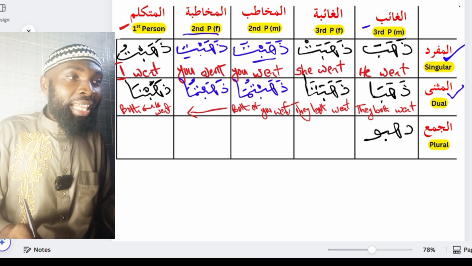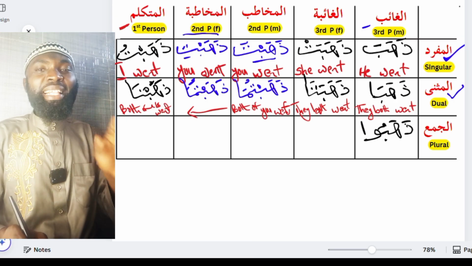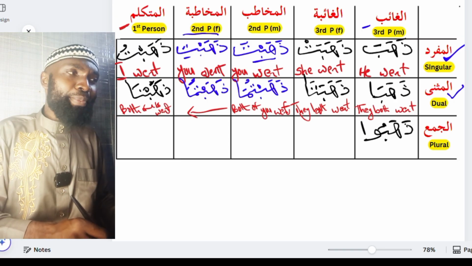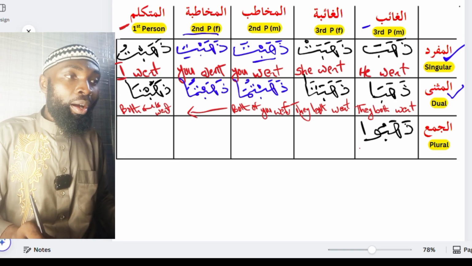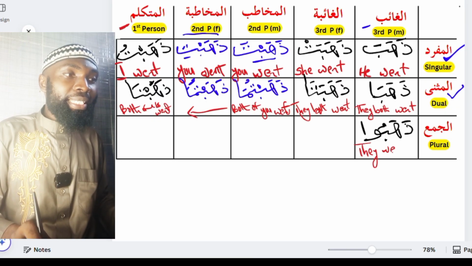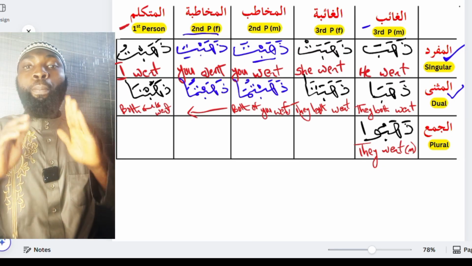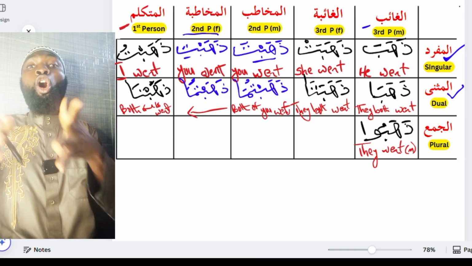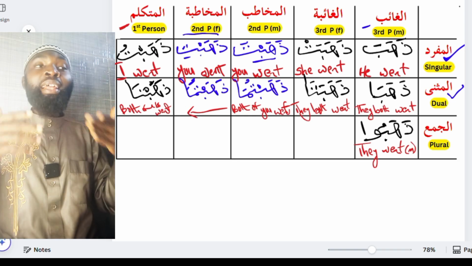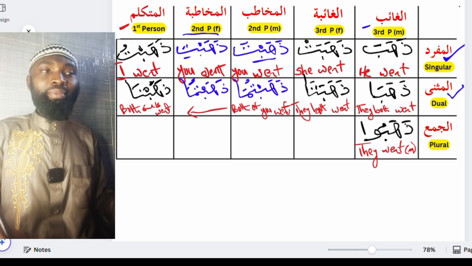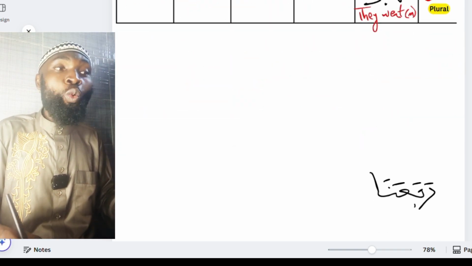Look at it. Dhahabu, which means they went, meaning all of them. But these persons are males. They are men or boys. We are saying that they all went. How do we say it? Dhahabu, they went.